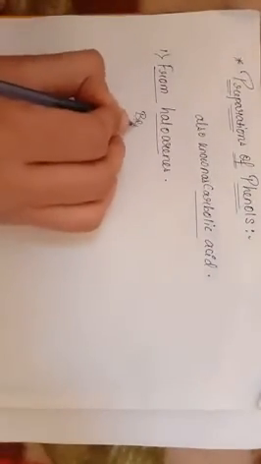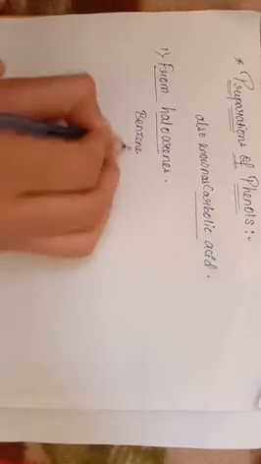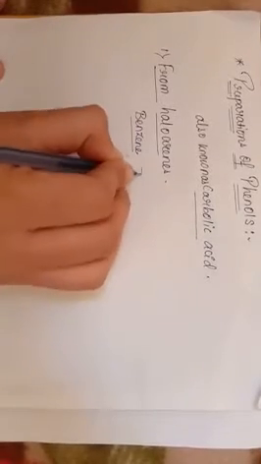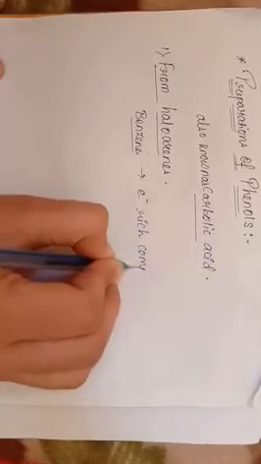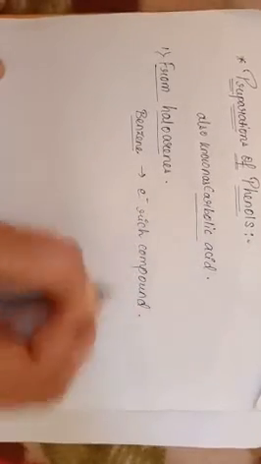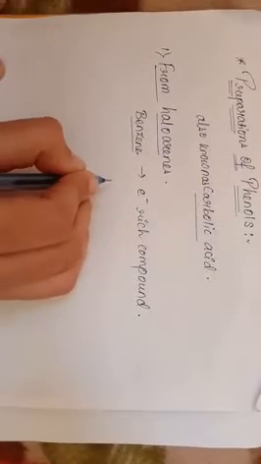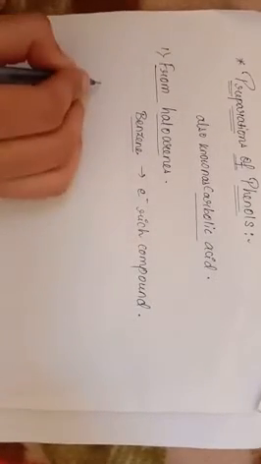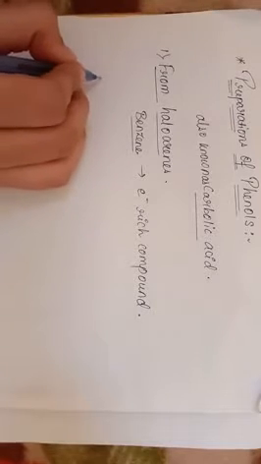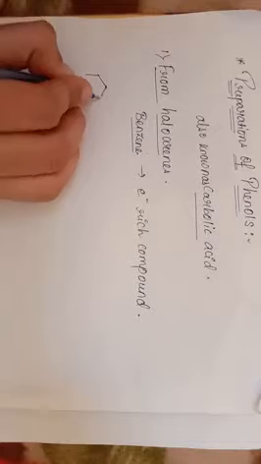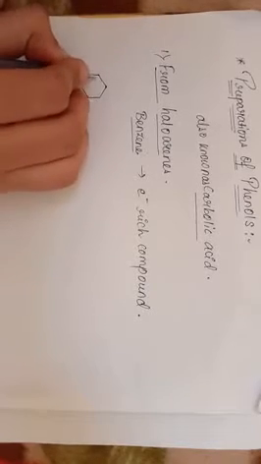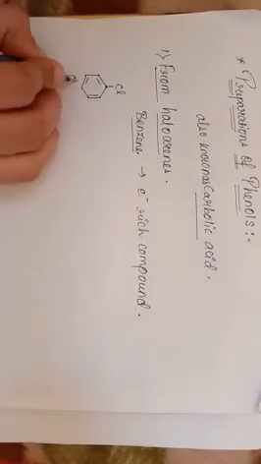Now why from benzene derivatives? As benzene is an electron rich compound, so electrophilic substitution reaction takes place easily in benzene. So the first example we'll take here is chlorobenzene, which is a haloarene. This is our chlorobenzene.